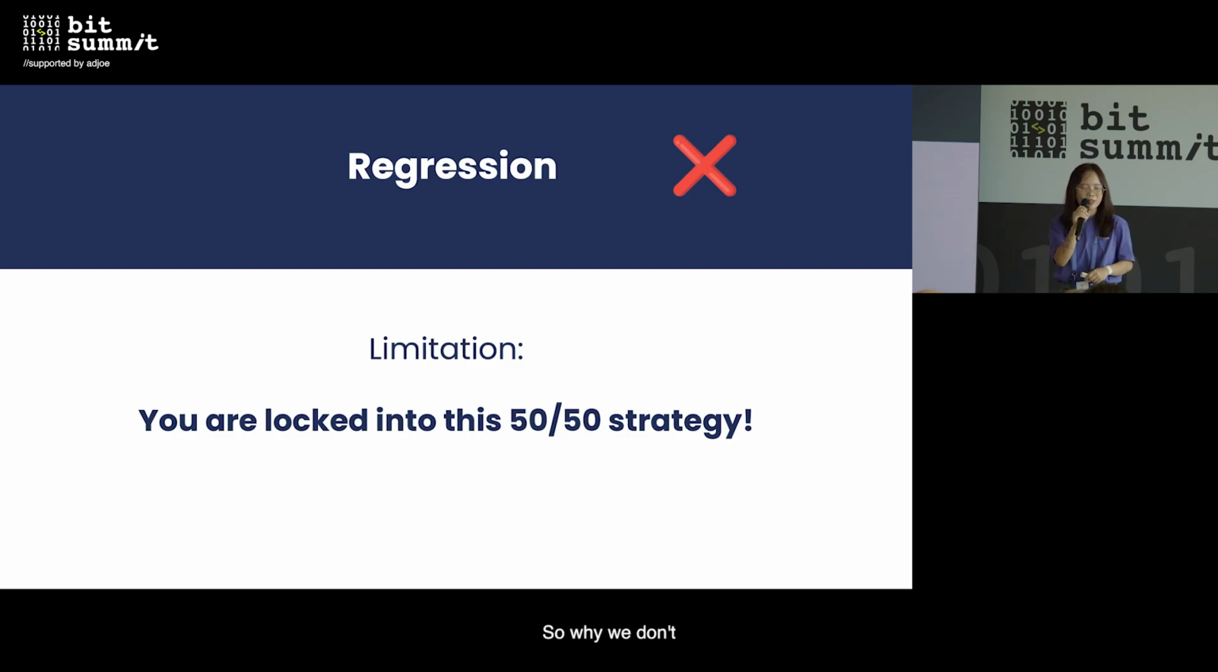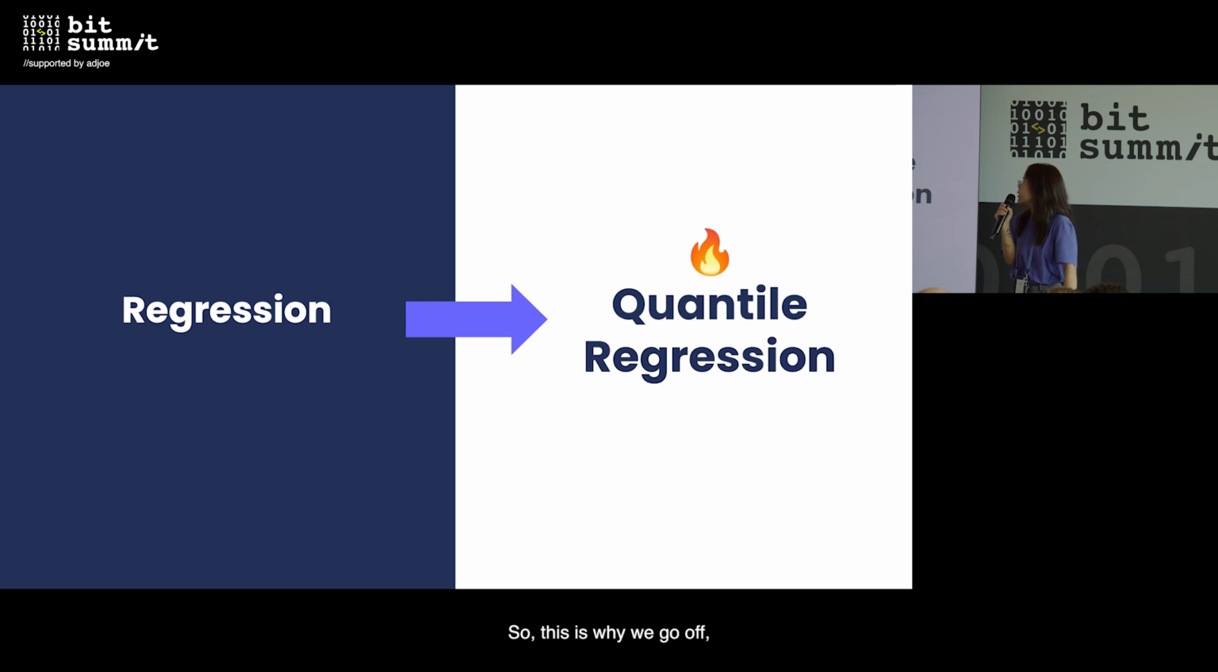So why we don't go with this strategy is, for example, for this user, how about if we want to bid more aggressively because we want to win this user and we want to win 80% of the time, or for some other users or some other auctions, we would like to win just a 20% chance. So this regression doesn't give us that flexibility to choose our bidding strategies. So this is why we chose another approach, and it's called quantile regression.